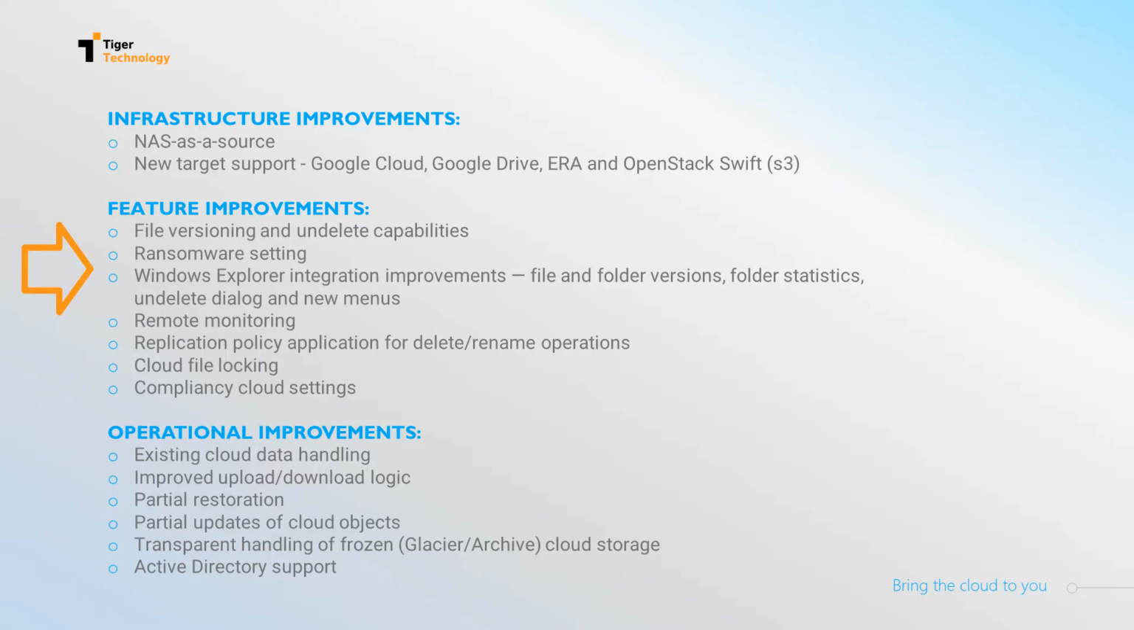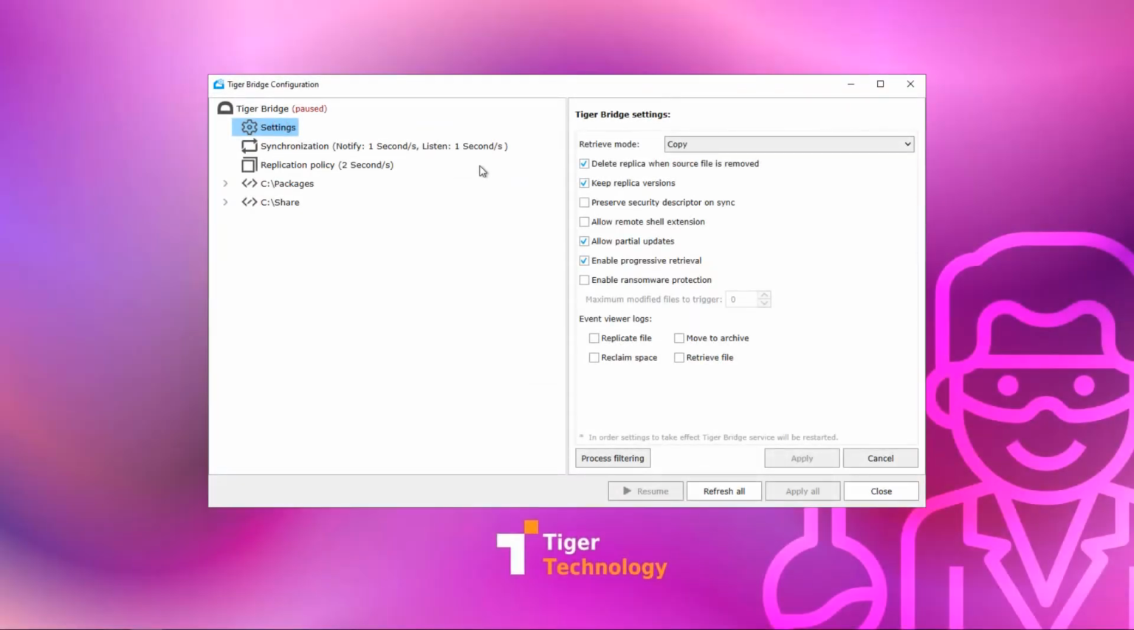In our next demo, we will take a look at a couple of improvements related to file versioning, undelete, ransomware protection, and Windows Explorer integration. The ransomware protection setting is kind of a limit switch. It sets the maximum amount of file modifications under normal circumstances. If there are more modified files, TigerBridge detects that as an abnormal activity and stops the replication. This, in combination with the versioning feature, is the ultimate protection for your data. For more information, please check out our How to Prepare Your Organization to Counter a Crypto Virus Attack video.